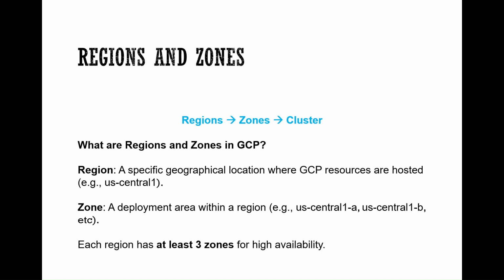Then if there is US Central 2, US Central 2 has 3 more zones. So it's like 6 locations you are running, and now your running application is very available. It really rarely happens that everything goes down. So this is the next level of providing your application more high availability. I think you now understand how regions and zones are designed.